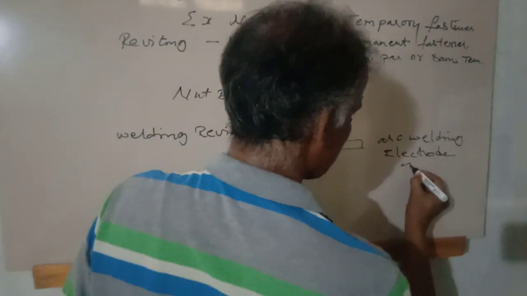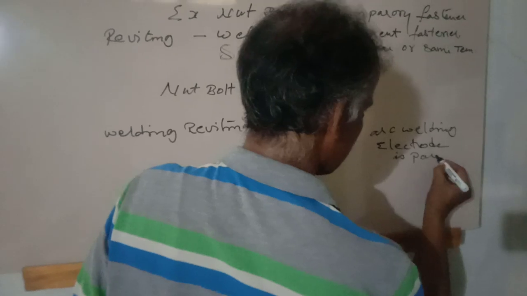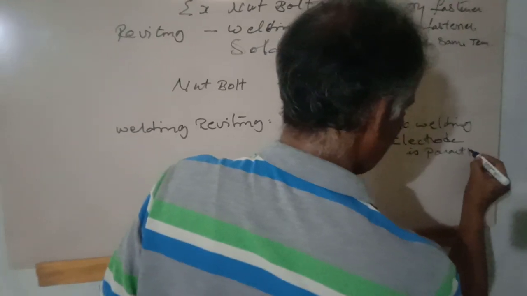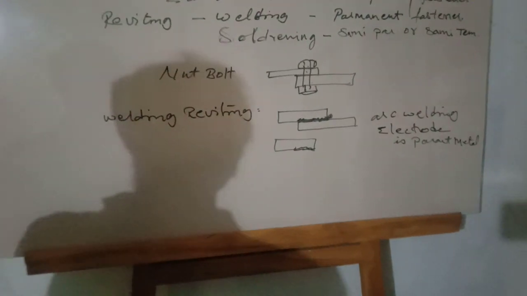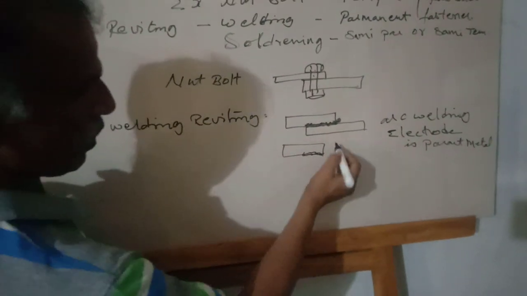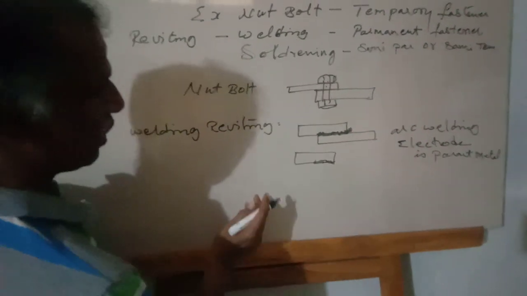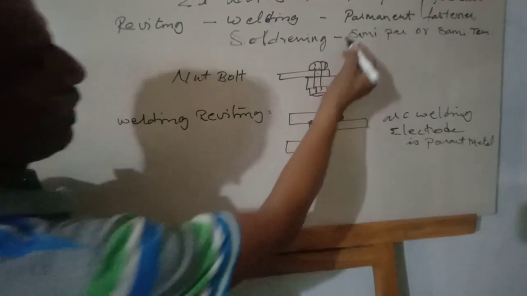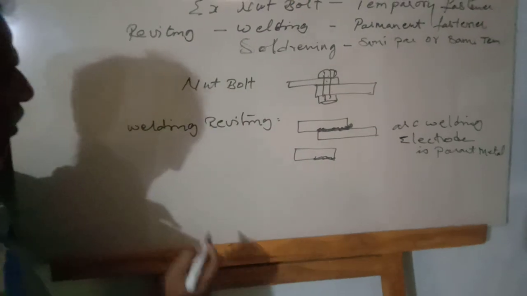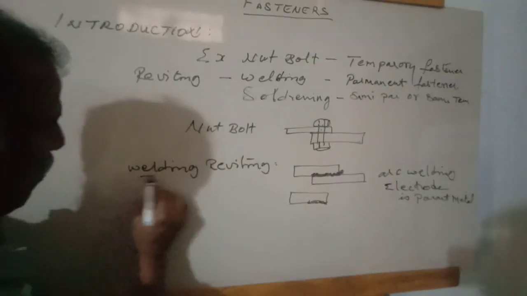Electrode is the parent metal. So that's why when you are removing this, the material is getting spoiled. That's why it's called a permanent fastener, and that includes welding.